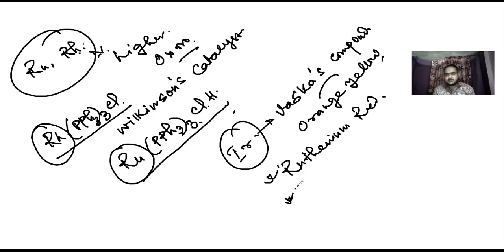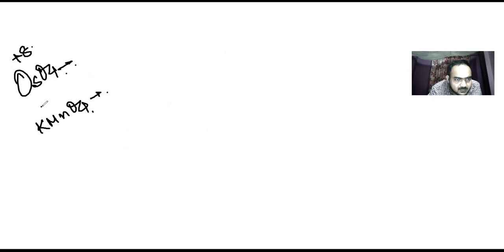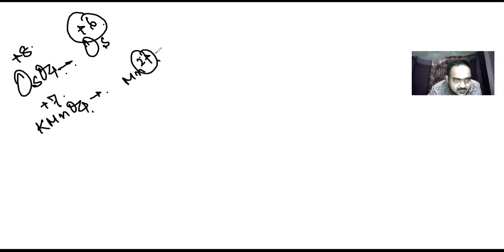In the second and third row series, they will show higher oxidation numbers, and they will be stable in higher valencies and higher oxidation numbers, such as you can see here. There is a great example here: OsO4 and KMnO4. Osmium is in the +8 oxidation number and manganese in the +7 oxidation number, but this converts into +6, and this converts into +2. You can see the stability of their oxidation numbers is not the same at all.